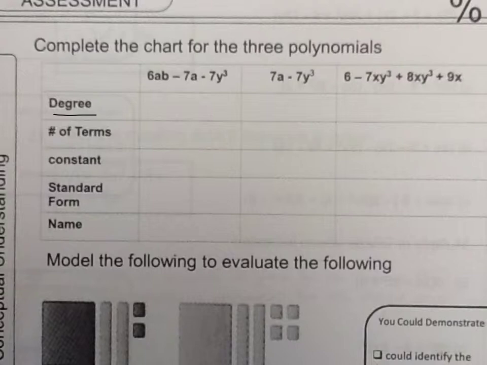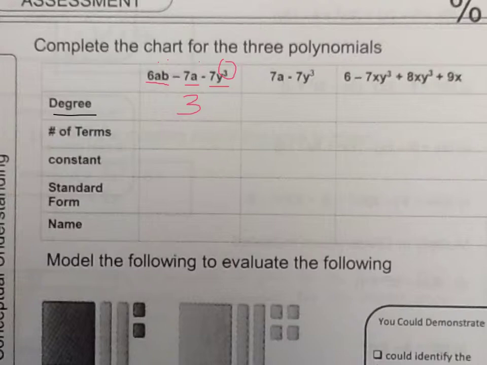So remember, the degree of the term is the largest exponent, or combined exponents, of a term. In this situation, we have one term, two terms, three terms. So we look at the individual exponents. A to the power of 1, b to the power of 1, that's degree 2. A to the power of 1 is degree 1. And then we have the degree of 3 there. So in this question, our answer would be 3. The degree of that polynomial is 3. Not all of them added together, just the individual terms.